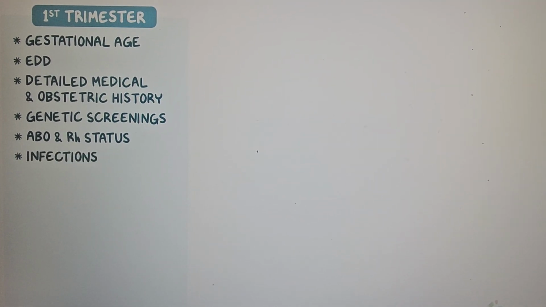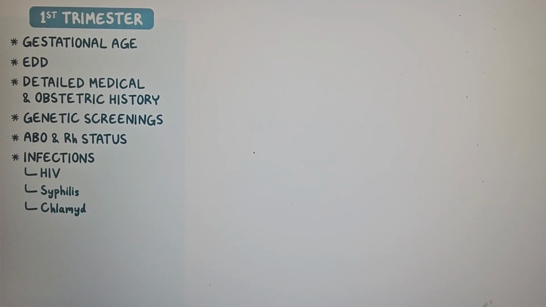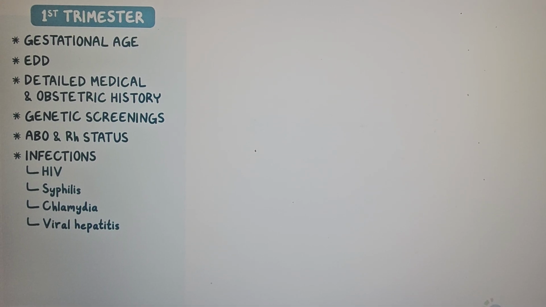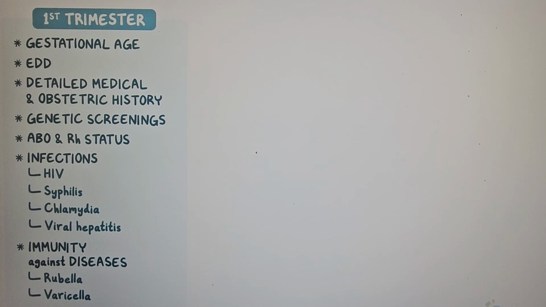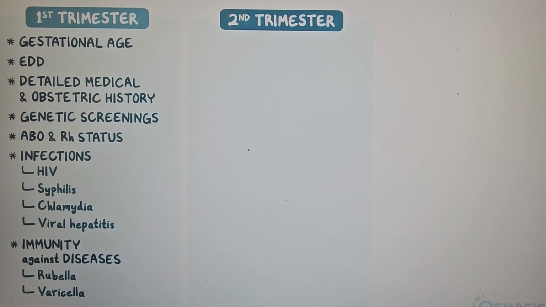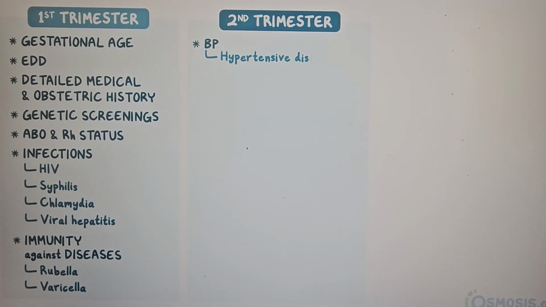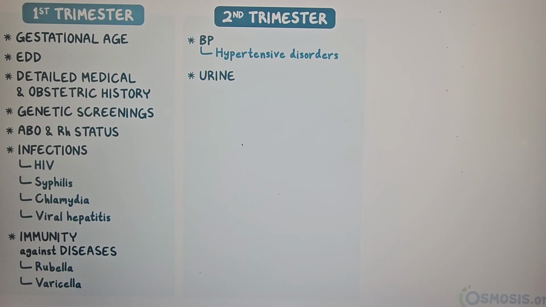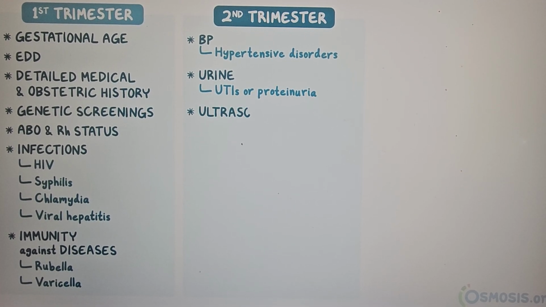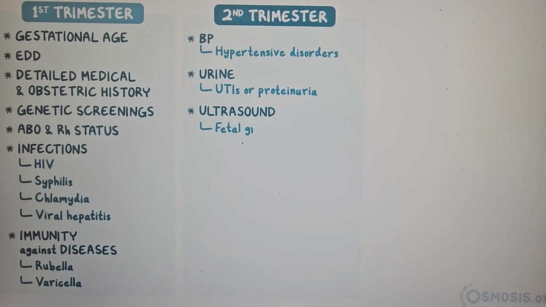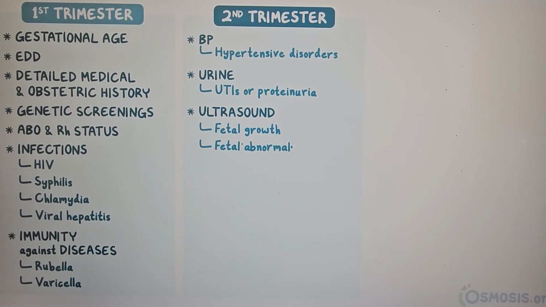Screenings for infections like HIV, syphilis, chlamydia, and viral hepatitis are done, and immunity against diseases like rubella and varicella is documented. During the second trimester, blood pressure is measured to assess for hypertensive disorders of pregnancy. Urine samples are analyzed for urinary tract infections or proteinuria, and an ultrasound is done at every visit to assess fetal growth, determine any fetal abnormalities, and check amniotic fluid levels.